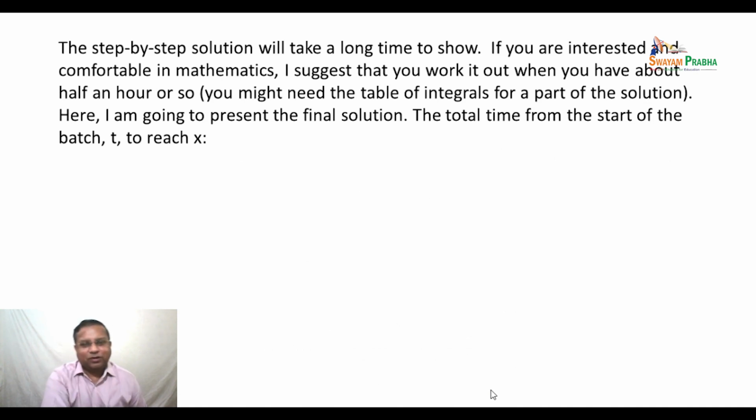The step-by-step solution will take a very long time to show, especially in the context of this course. This is probably going to take 45 minutes to show you all the algebra. So if you are interested and comfortable in mathematics, I would suggest that you work it out when you have about half an hour or so. If you're good in math, it won't take more than that. You might also need a table of integrals for part of the solution. You don't want to go and derive the well-known results. Okay? So you need to use some well-known results also from the table of integrals.